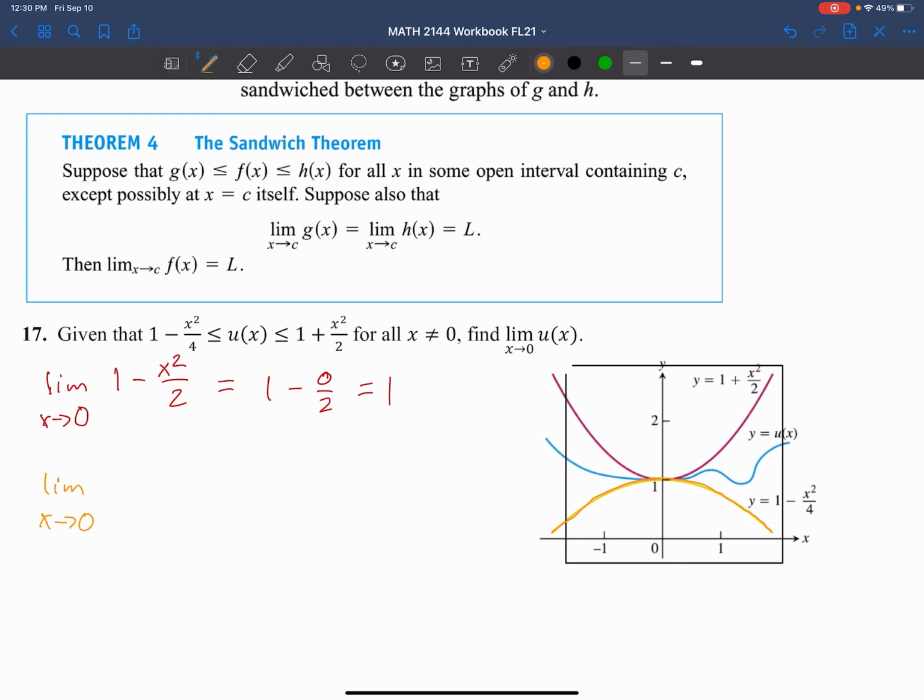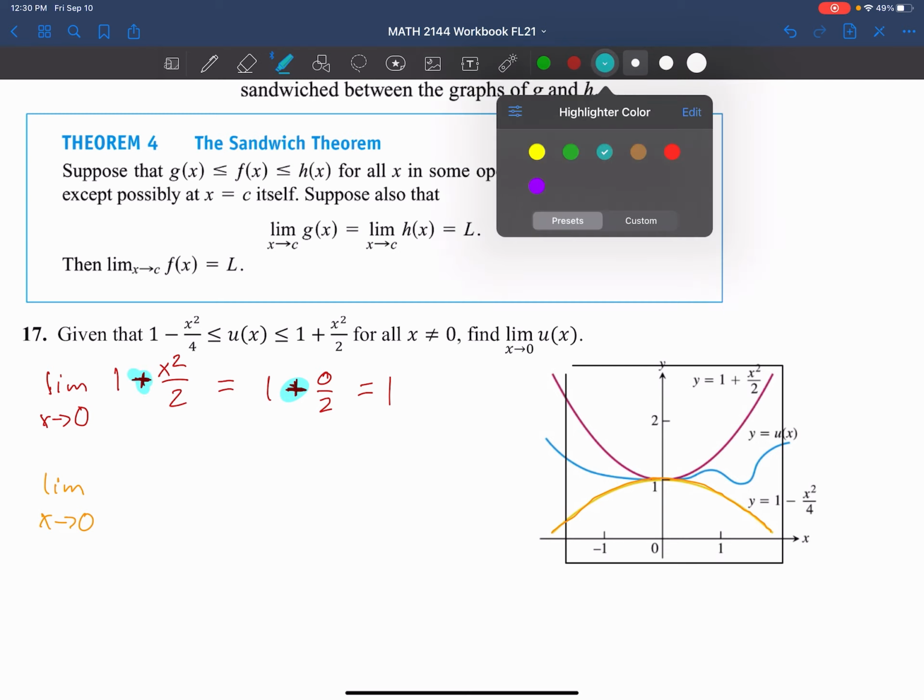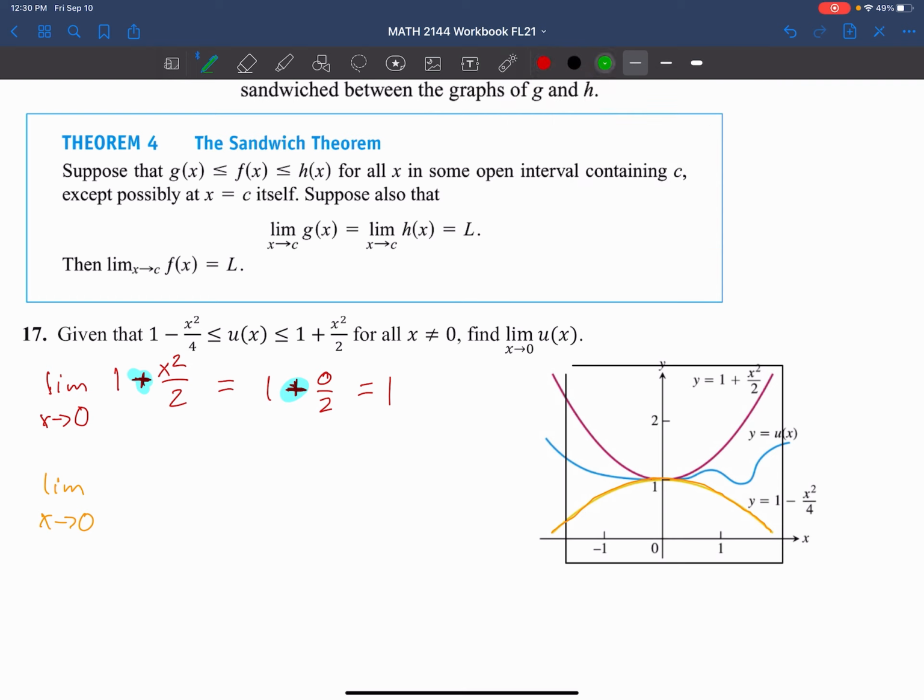The limit as x approaches 0 of, let's see, oh, I messed up the top function. That should have been a plus. It didn't make a difference, but might as well keep my functions correct. So there was a little typo right there in blue, just to fix that. The bottom function is going to be 1 minus x squared over 4, which is 1 minus 0 over 4, which is 1. Are those two limits the same?